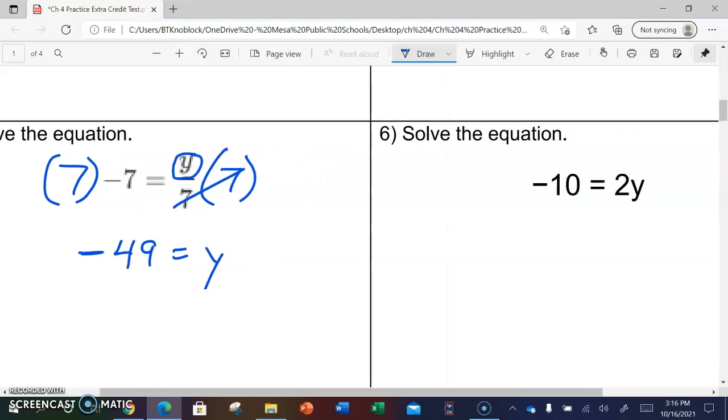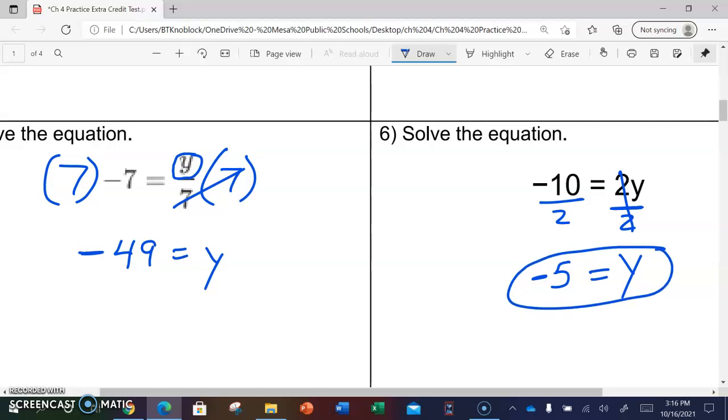Over here, here's the y. So it's touching the 2, so that's multiplication. So to undo multiplication, you do division. So we divide both sides by 2. So -10 divided by 2 is -5.